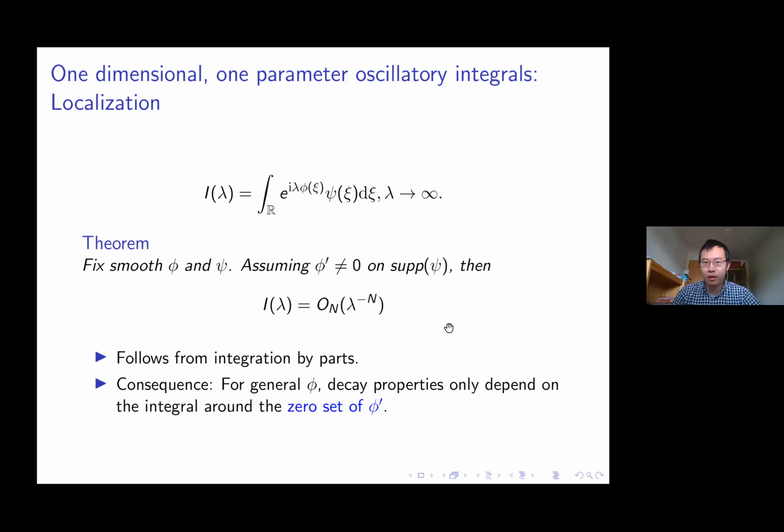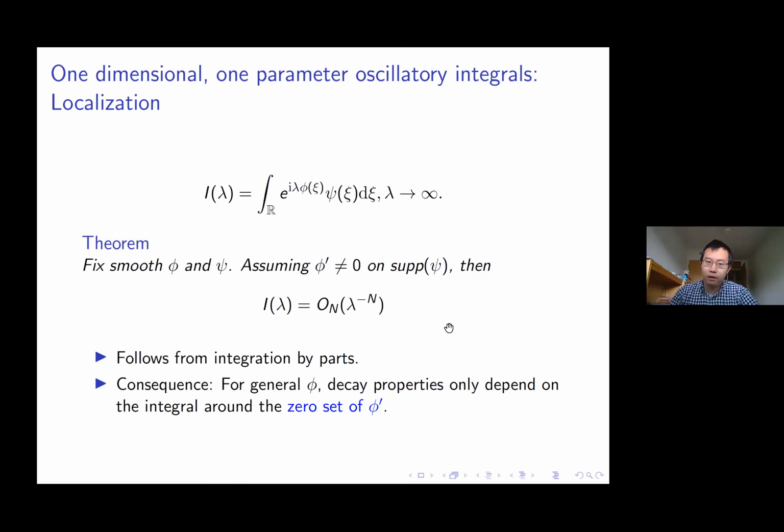These three principles are the main phenomena you can see in one-parameter oscillatory integral questions. The first one is known as localization. It's quite simple, and it's also a consequence of integration by parts. It says that if you have a one-parameter oscillatory integral, and your phi and psi are smooth, phi is real, and psi is a cutoff.